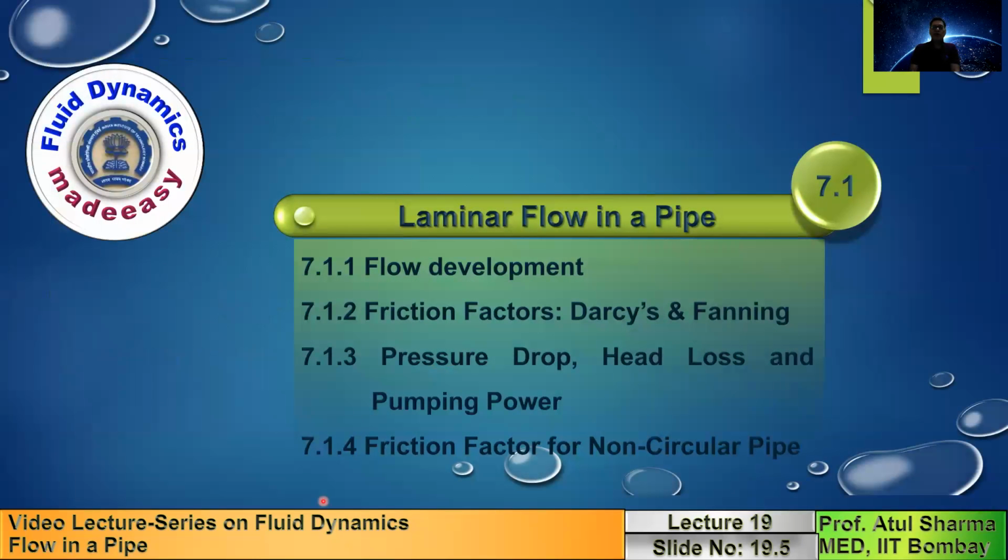So after the introduction of the laminar and turbulent flow, I'll start with laminar flow in a pipe, then I'll go to the turbulent flow in a pipe, and finally I'll discuss the minor losses. So for laminar flow in a pipe, I'll start with discussing the physics of flow development, and then I'll discuss the non-dimensional variables, which are called the friction factor, and then I'll discuss the pressure drop, head loss, and pumping power, and finally I'll discuss the friction factor for a non-circular pipe.